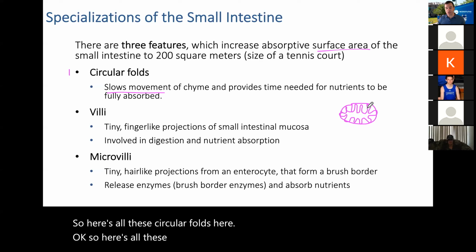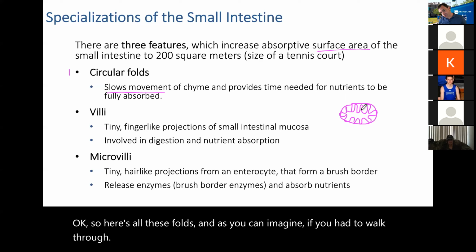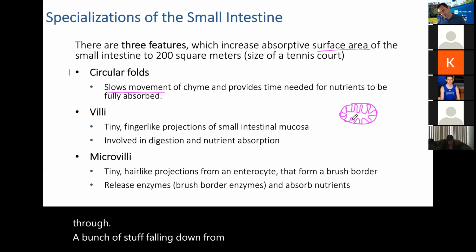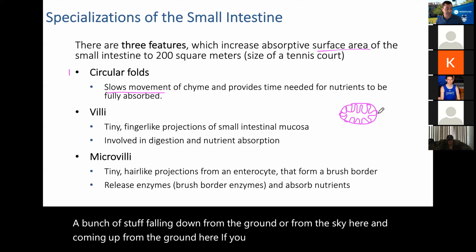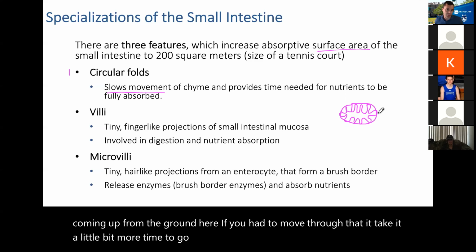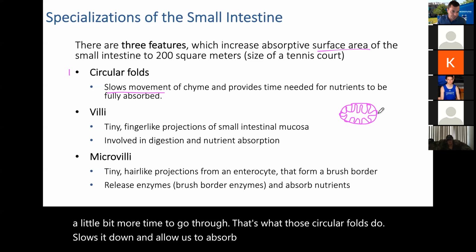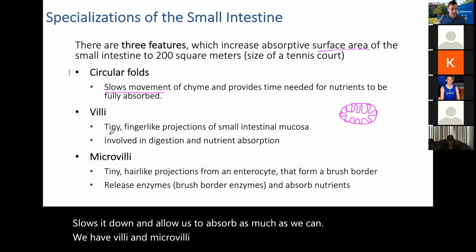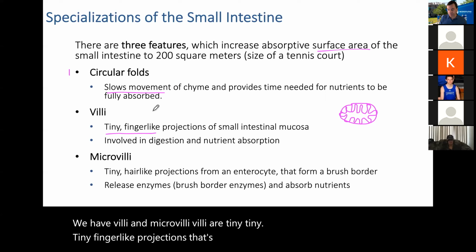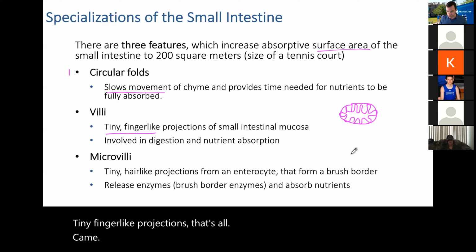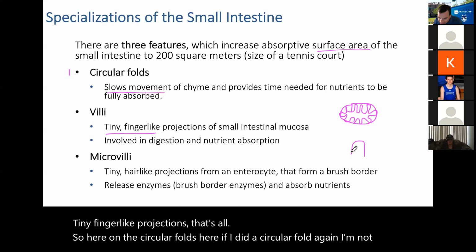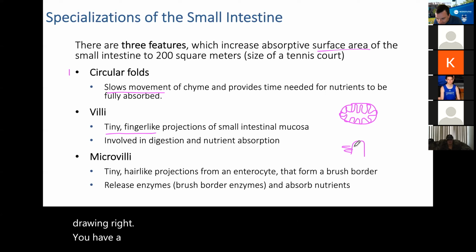And as you can imagine, if you had to walk through a bunch of stuff falling down from the sky and coming up from the ground, if you had to move through that, it'd take you a little bit more time to go through. That's what those circular folds do. Okay? Slows it down and allows us to absorb as much as we can. We have villi and then microvilli. Villi are tiny finger-like projections. That's all. Okay. So here on the circular folds, if I did a circular fold, again, I'm not a drawer, right? You'll have a number of villi on top of those folds.